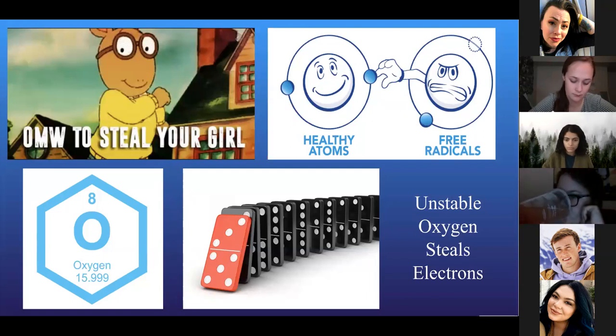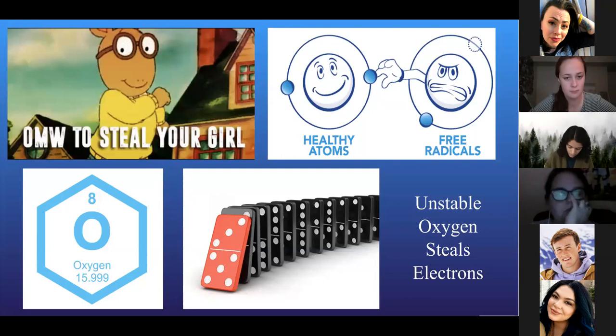So think of a person you know who's just desperate to be in a relationship, any relationship. They'll take a bad one. They'll take the first person they see and they will just rope them in. They'll take someone away from their current relationship. They don't even care. That's what an unstable, unpaired electron is like.